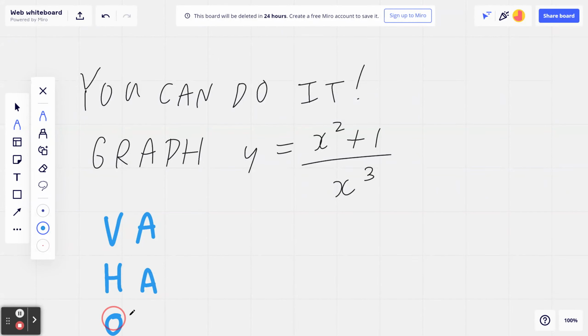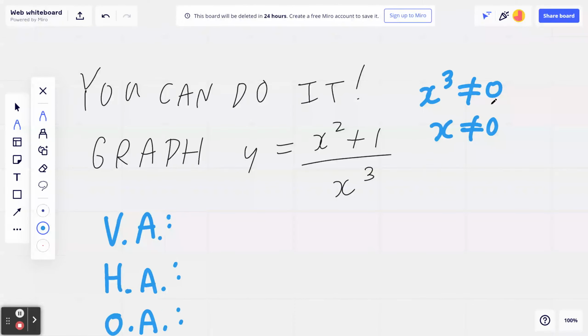Now be mindful. One approach is you always want to graph as you go. So for example, if you look at the function, we recognize that the denominator x cubed cannot be 0. This means x cannot be 0. Therefore, there's a vertical asymptote at x equal to 0.